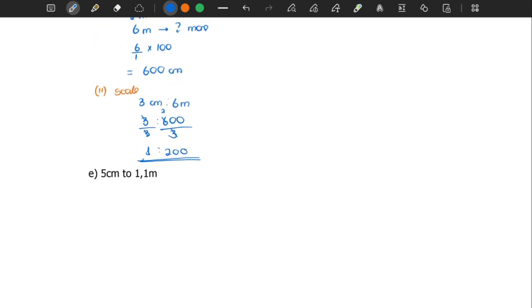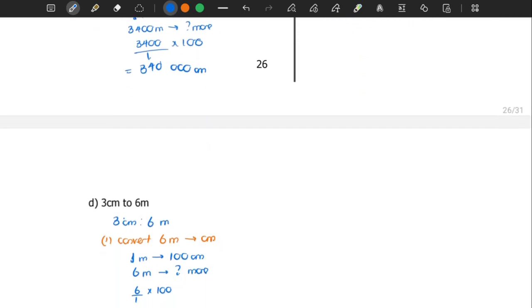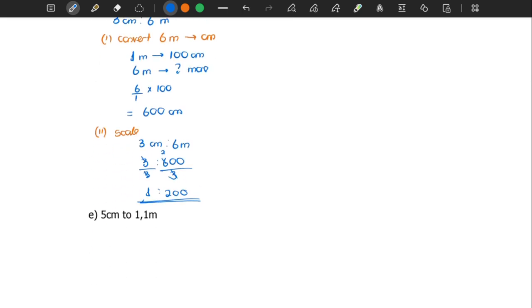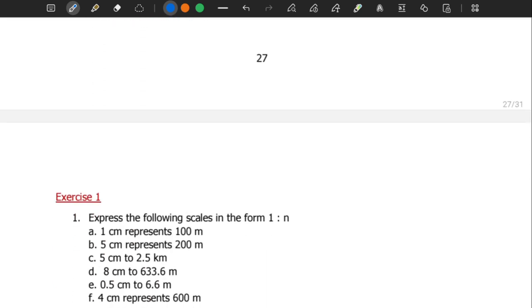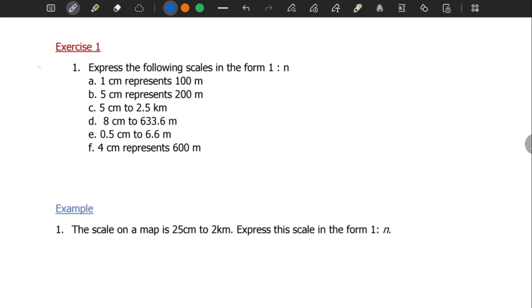I will not do the rest, but that's the general format, just knowing that you convert to the same units first, and then after that you divide. If the one on the left hand side is not a 1, you divide both sides by that, such that you have 1 is to something. So if you could try exercise 1, which is expressing the following scales in the form 1 is to n, and it's 6 questions, so you can take a screenshot and give those a try.